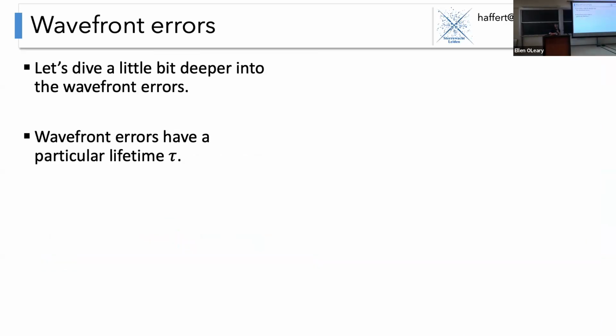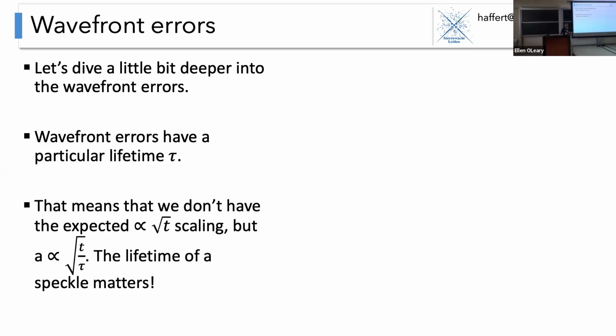Okay, so let's dive a little bit deeper into wavefront errors for the atmosphere. All wavefront errors have a particular lifetime. And that means that instead of thinking about square root N scaling or square root t scaling, like you average out with taking more integration time, you actually have to think about that speckle lifetime. So instead of scaling as square root t, it scales as square root of t over tau, where tau is the speckle lifetime.